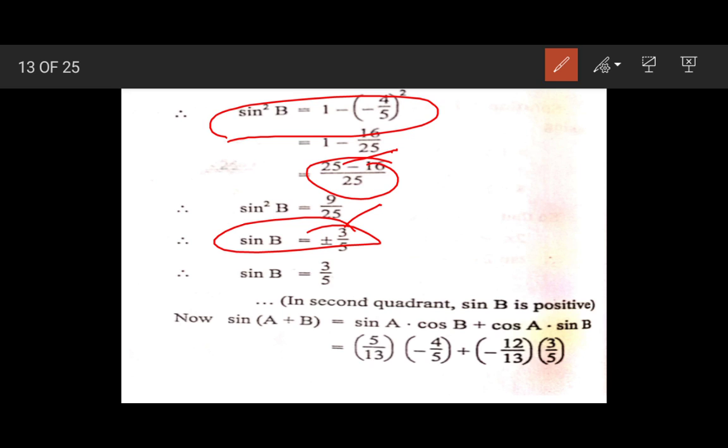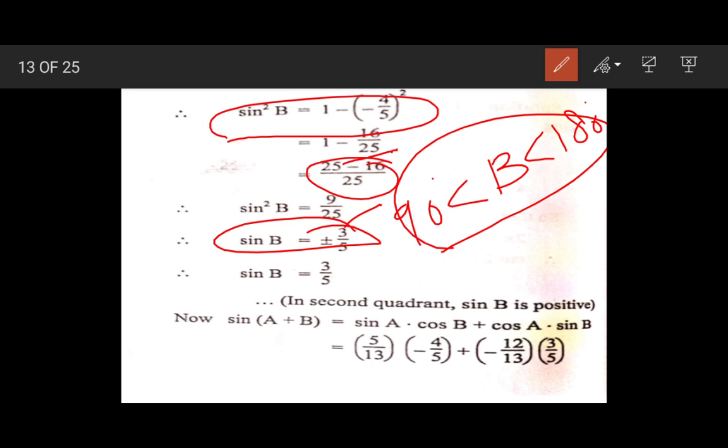Now B is also an obtuse angle. So that means B is also greater than 90 degrees and less than 180 degrees. So B also lies in the second quadrant. In the second quadrant, sin is positive and therefore sin B is equal to 3 upon 5, a positive value. We can take only the positive value. So sin B is 3 upon 5.